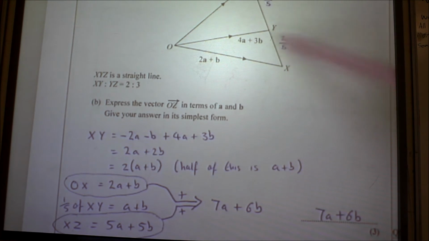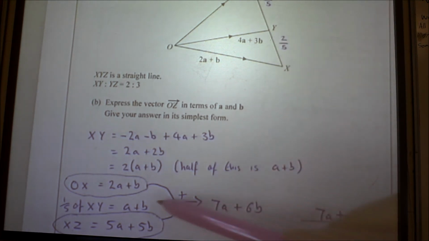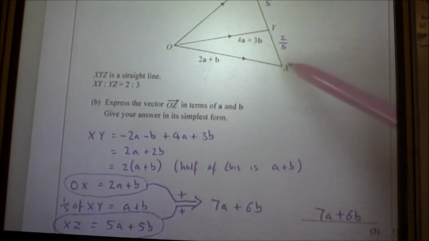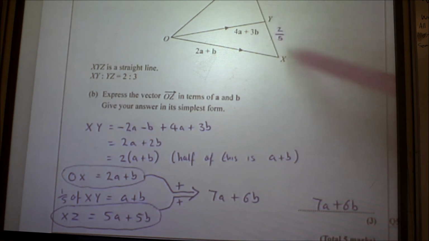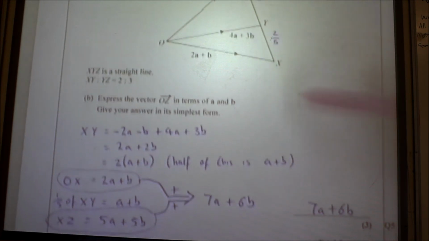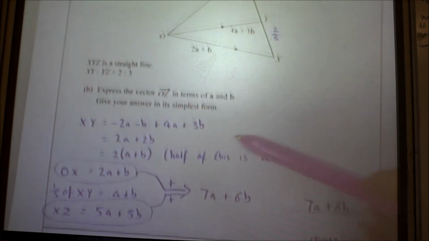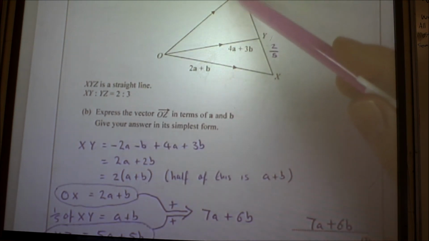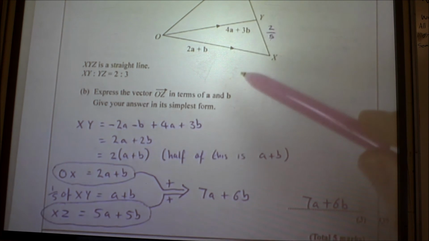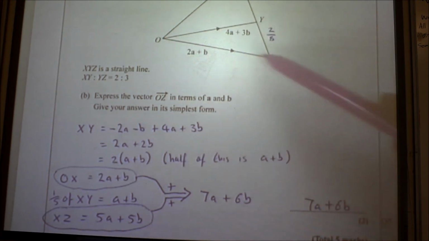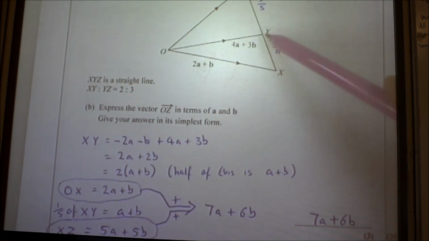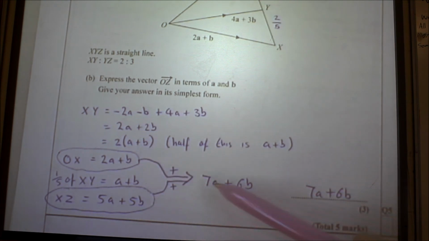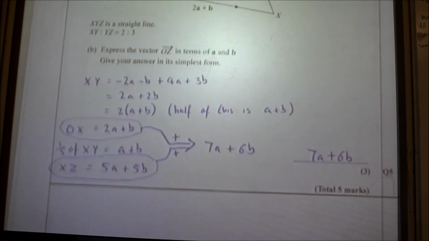2a add b. But because that's 2/5, I only want to find 1/5 of it, I want to half it, so that is just a add b. So from X to Z, it's 5 lots of a add b, because remember, from there to there was 2a add 2b, so half of it is a add b, but because it's 5/5, it's 5a add 5b. Because you want to go from O to Z, you want to go from O to X first, so that's why O to X is 2a add b. Then we're going to go 5 lots of these journeys up here, add them together, and it's 7a add 6b. Quite a complicated one, that.